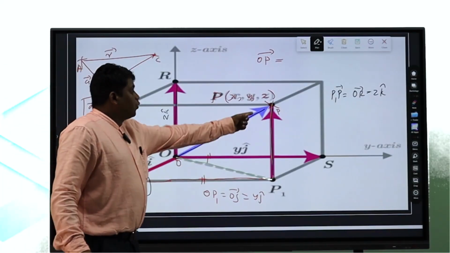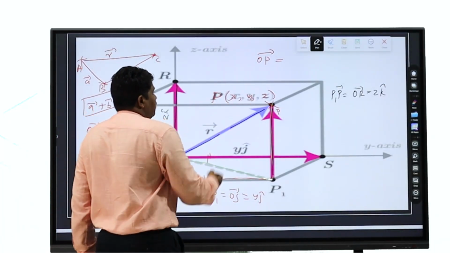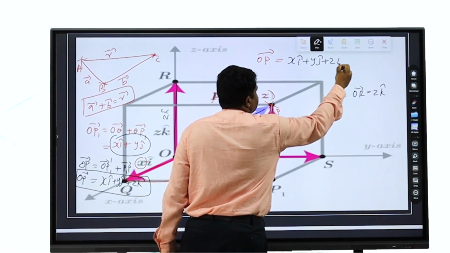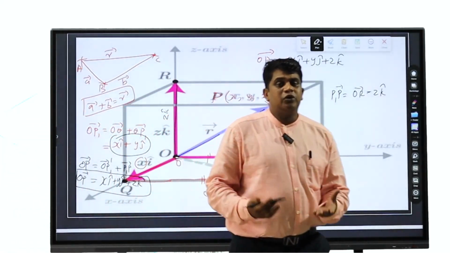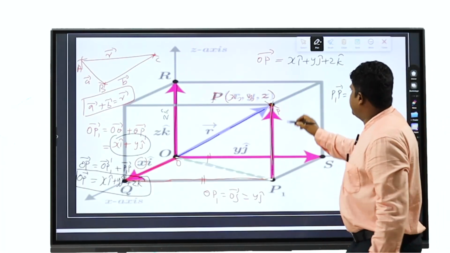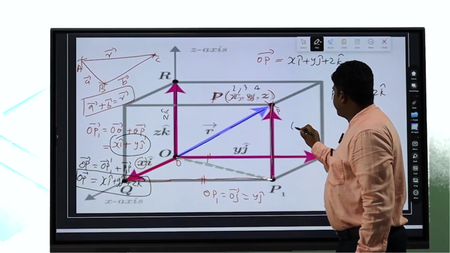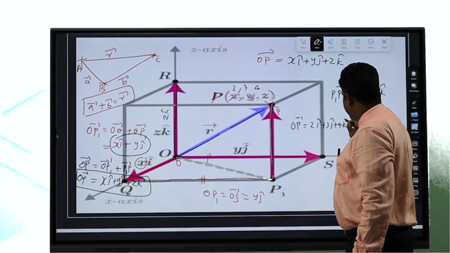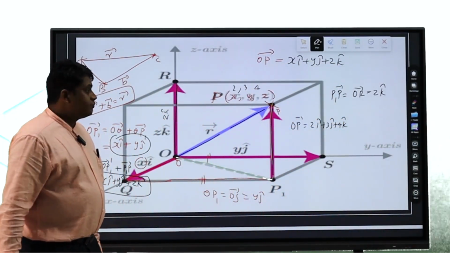What is OP vector? It is the position vector of point P. The coordinate of the point P is x, y, z. Then the position vector OP is equal to xi plus yj plus z k. So if we are given a point, we can find the position vector. If we are provided with the position vector, then we can decide the point. Here let this point be 2, 3, 4. Then the position vector OP is given by 2i plus 3j plus 4k. Got it?